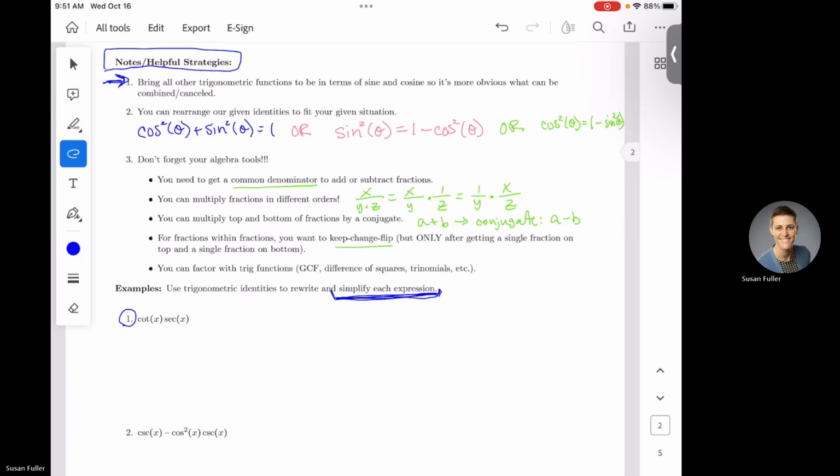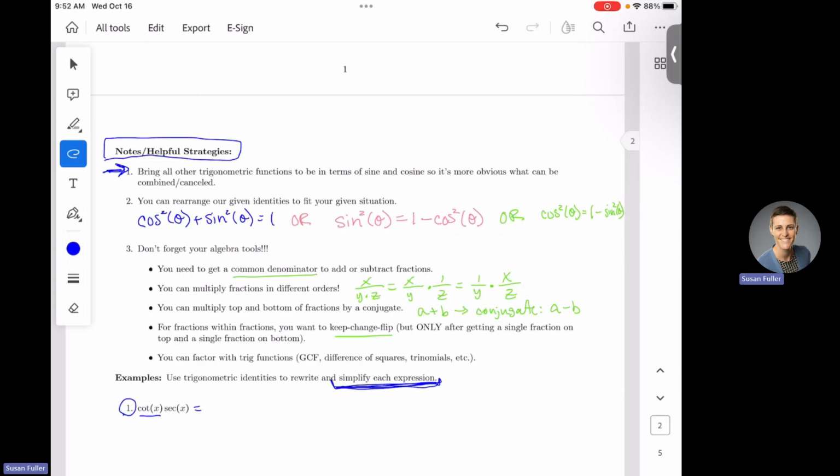Okay, so cotangent of x times the secant of x. We're just going to try to make this look different and simplify it. And again, first line of defense is let's turn everything into sines and cosines. So let's start with cotangent. How do we turn cotangent of x into sines and cosines?